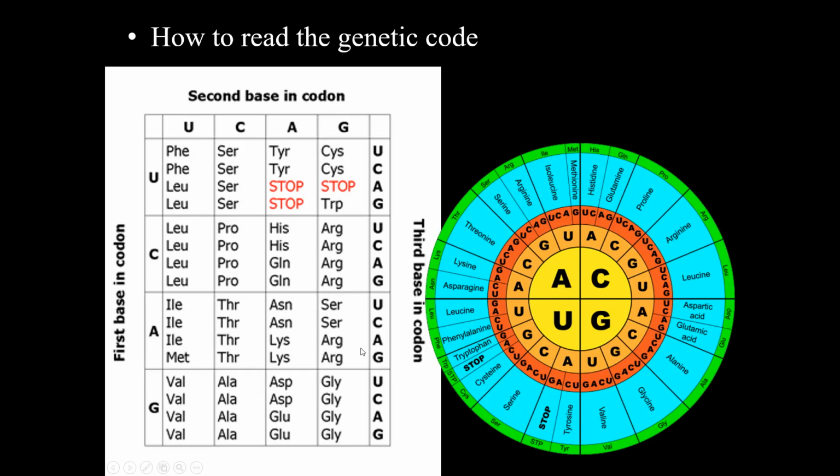Next, UAA, UAG, and UGA, those are all stop codons. That's the period at the end of the recipe. Again, that's what tells the ribosome that it's done cooking that dish. After that, I said be able to read the genetic code. Again, be able to read the box.